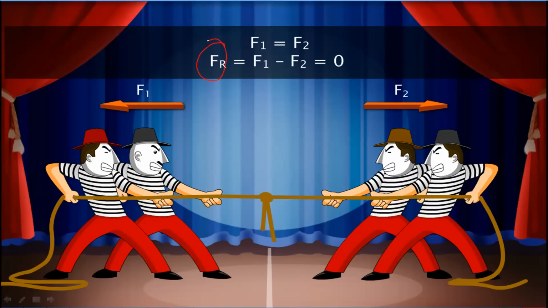As you can see in this figure, F1 is acting from right to left and F2 is acting from left to right. That is, both the forces are acting in the opposite direction. In this case, the resultant force will be the difference between the two forces. Since we are depicting a case where F1 is equal to F2, here the resultant force will be 0, which means the object will not move.